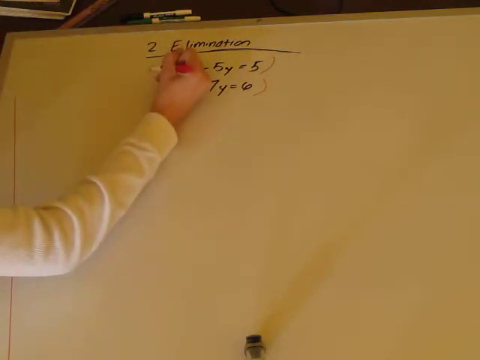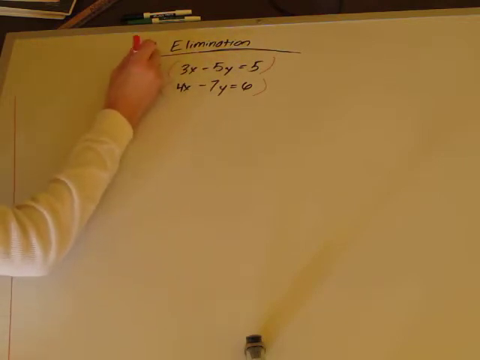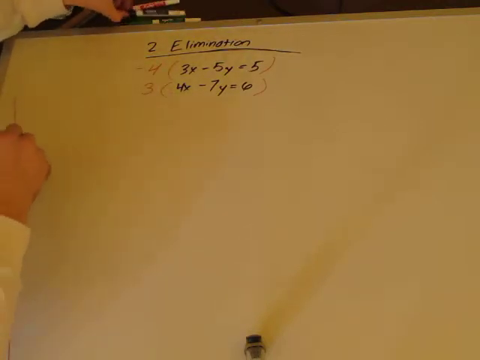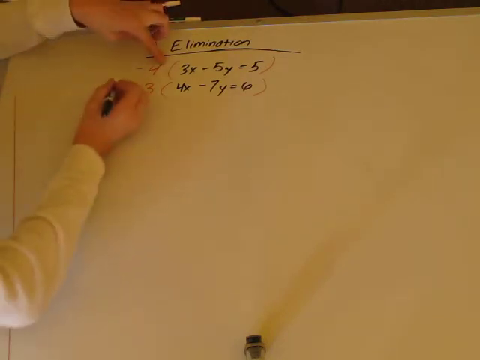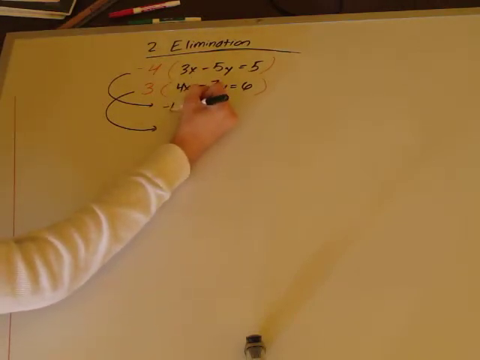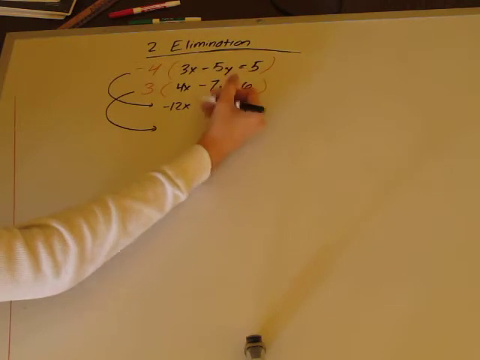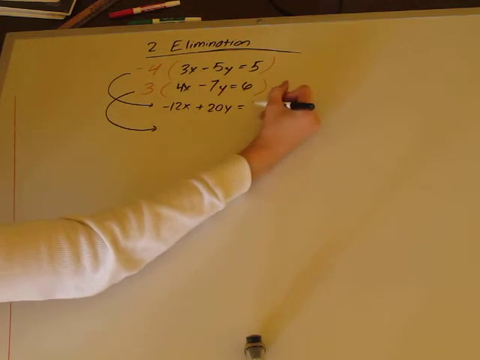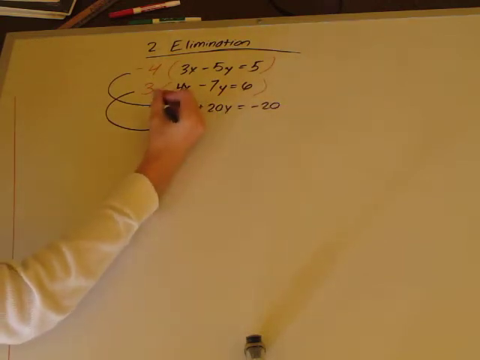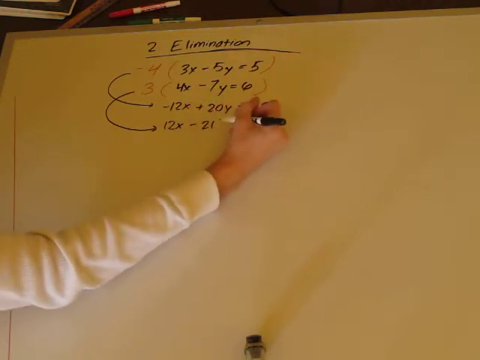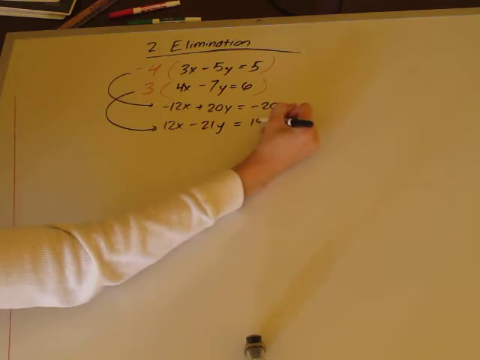So if we multiply this by negative 4 and this by positive 3, that's going to give us two completely new equations. For this equation, negative 4 times 3 is negative 12x. Negative 4 times negative 5 is 20, and that's y, equals negative 4 times 5, which is negative 20. And this one, 3 times 4 is 12, that's x. 3 times negative 7 is negative 21, that's y, equals 6 times 3, which is 18.